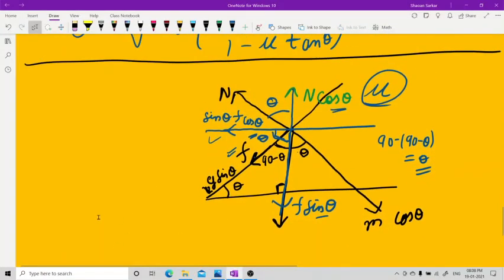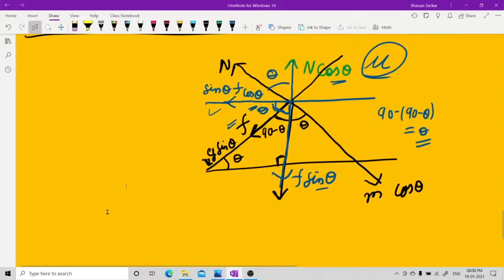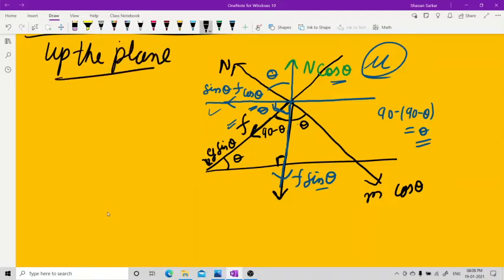Now you see, something will change in this picture because we are now dealing with up the plane. Earlier it was down the plane. Now we are dealing with up the plane. So what will change? The direction of friction will simply go the other way. Nothing else will go. Let me write it clearly. This mg. Now the friction direction will be in this direction because I have to stop it from slipping, and this angle is theta as usual. Nothing else will change in this figure.